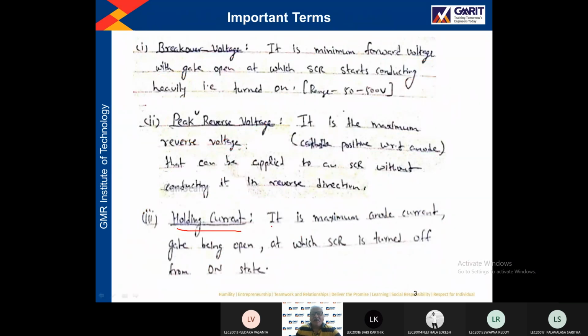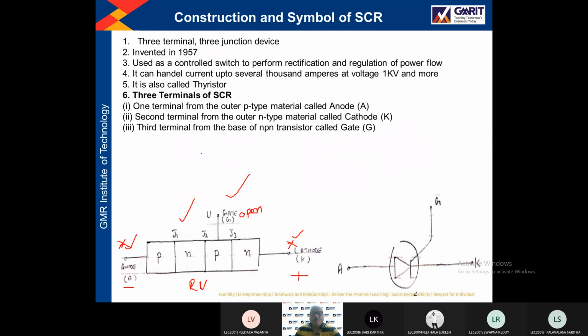Then holding current. It is the maximum anode current, gate being open. Under the condition the gate is open, it is the maximum anode current at which SCR is turned off from on state. So you see here, now your gate is open, and let us assume we have applied a voltage and this SCR is on.